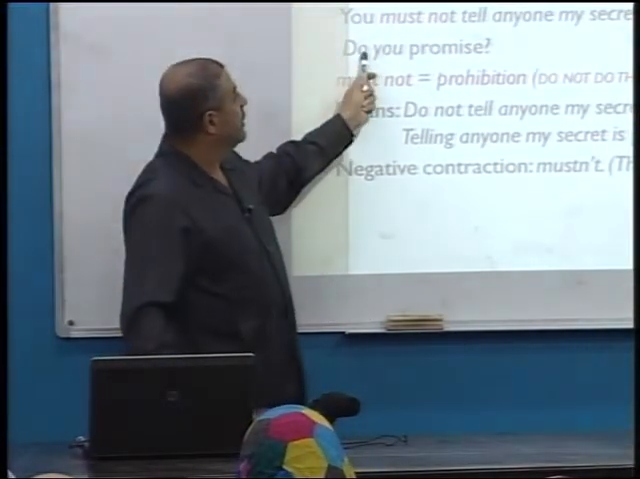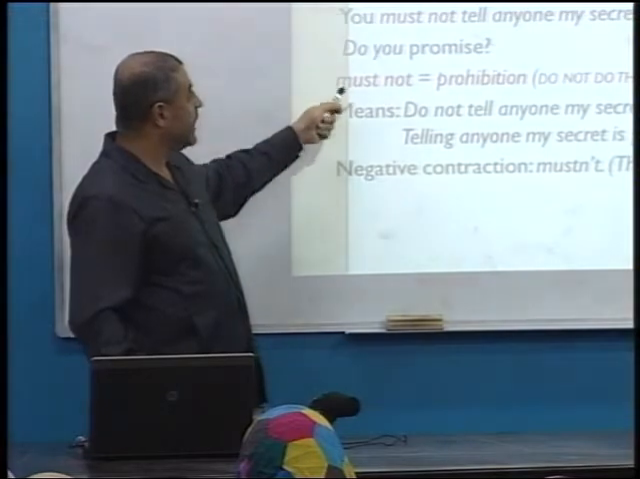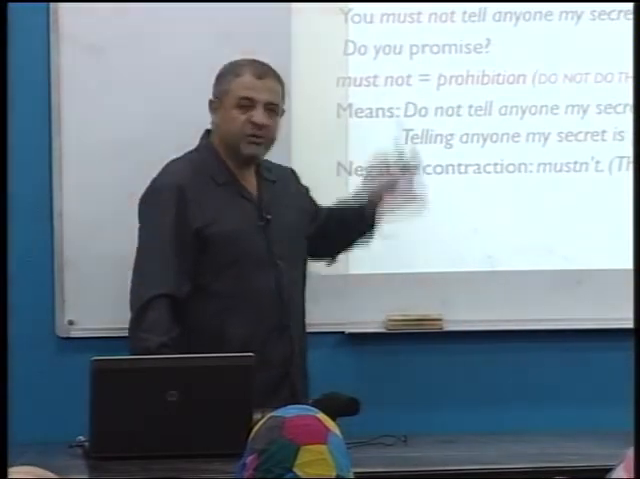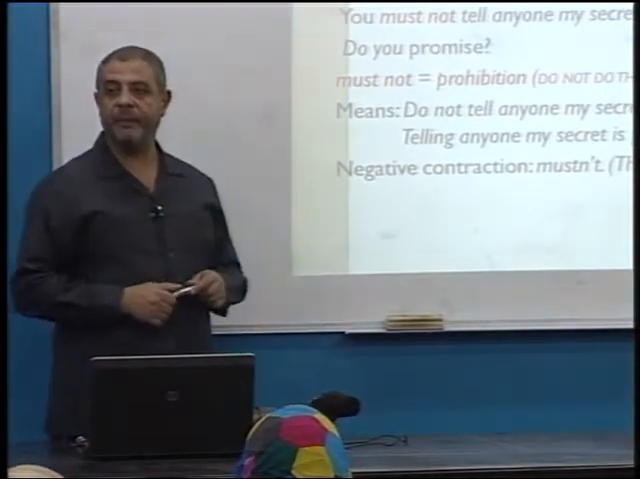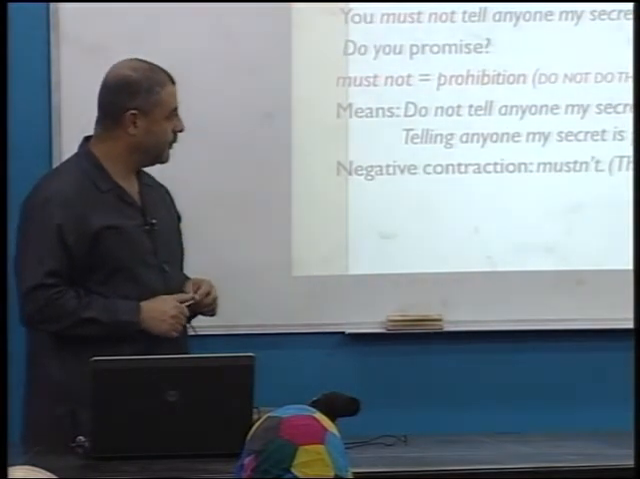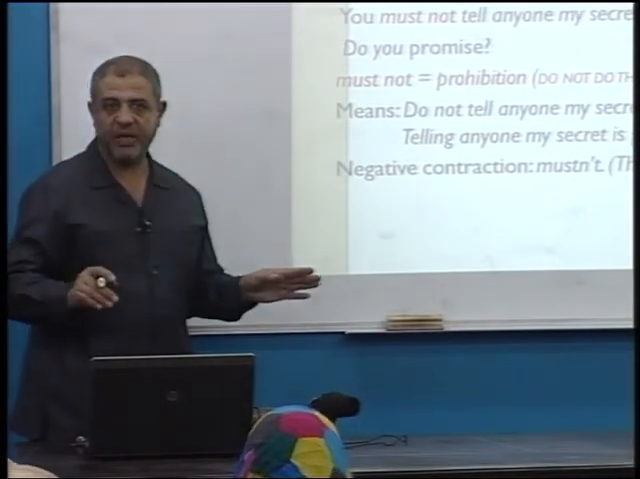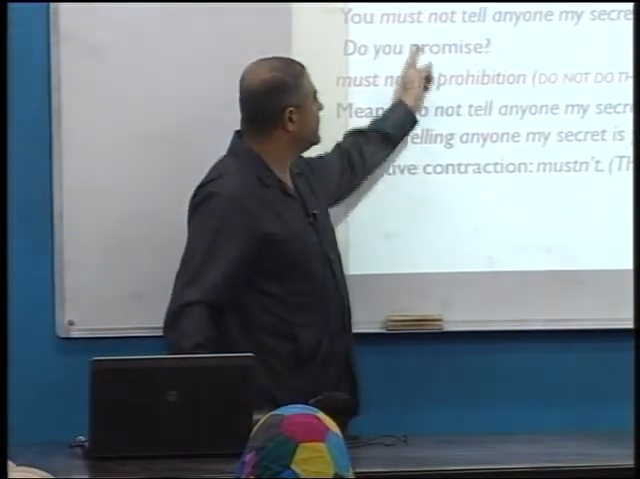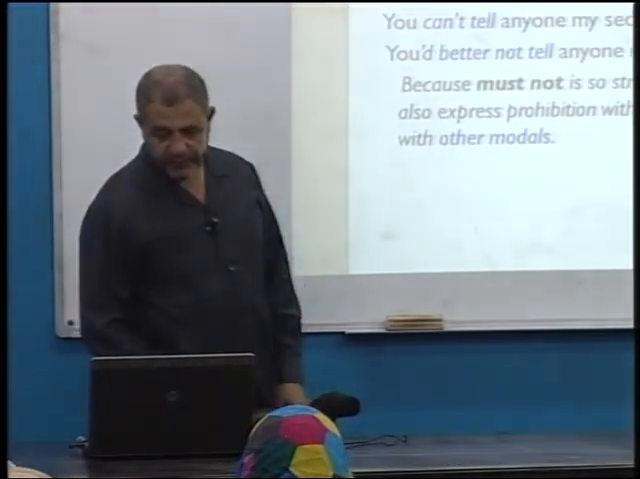Again, look. You must read the example, please. You must not tell anyone my secret. Do you promise? Now, mustn't tell means what? Prohibition. Okay. Don't do that. Don't tell anyone my secret. I forbid it. Or telling anyone my secret is prohibited. It is completely forbidden. Now, the negative contraction must not, we write it what? Mustn't. And you know the first T is silent. Good.